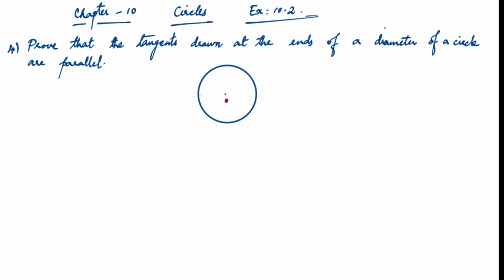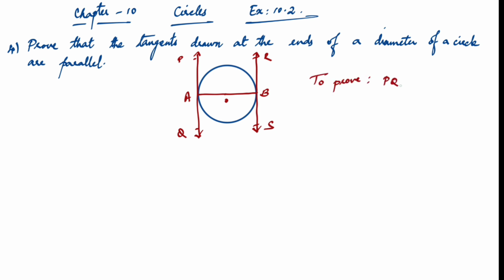Let this be O and let this AB be the diameter. Tangents passing through A and B, let us draw them. Let this be PQ and RS. We have to prove that PQ is parallel to RS.